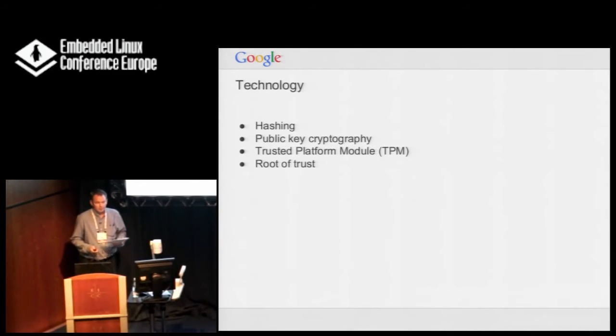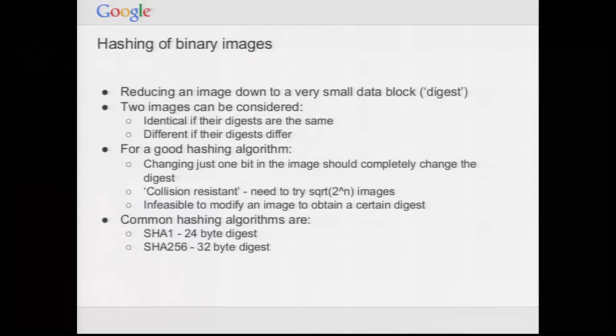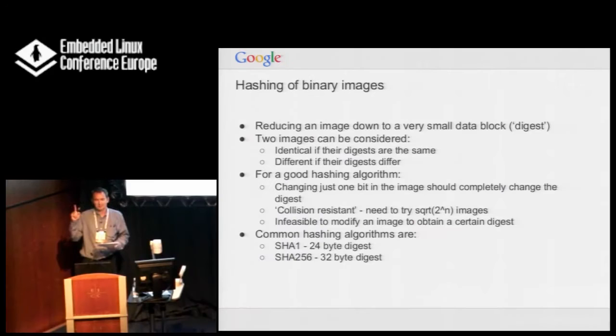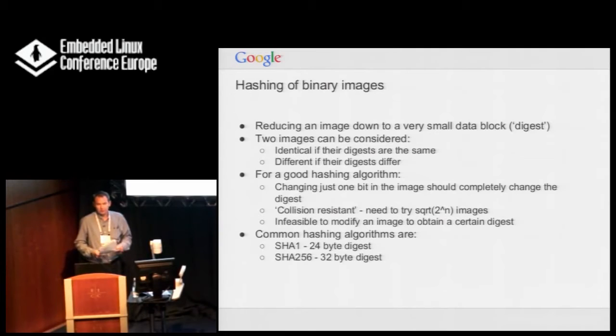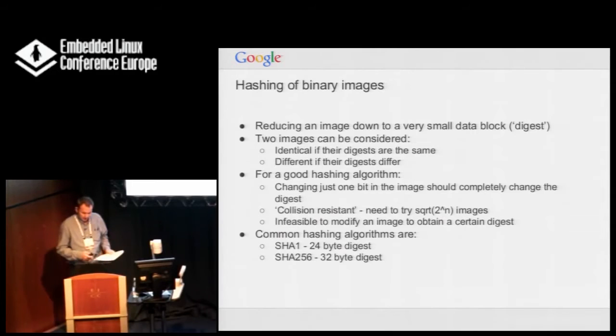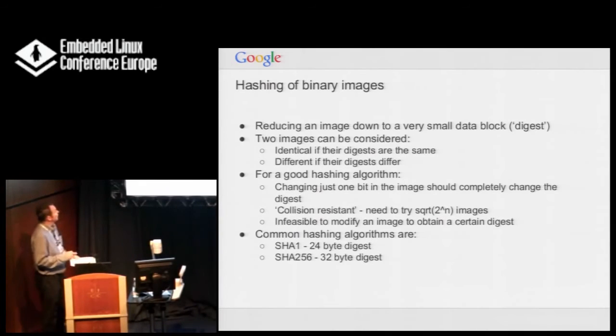I'm assuming that the material I'm going to talk about now is relatively familiar. Most of you know about hashing? What a hash is? Pretty much everyone. Good. Excellent. So very briefly, the idea is to reduce the image down to a very small size, maybe 32 bytes. It has to be secure. Now the key thing about the hashing algorithm here is that changing one bit in the image should completely change this digest, the actual hash, if you like.